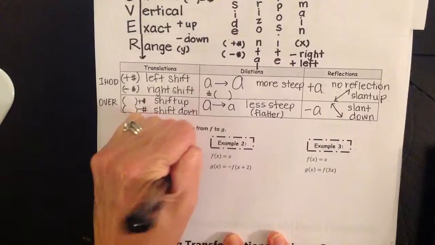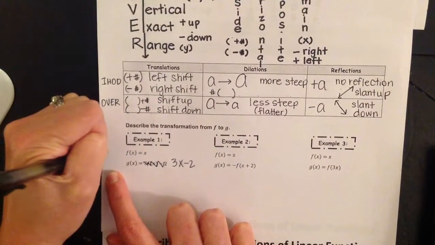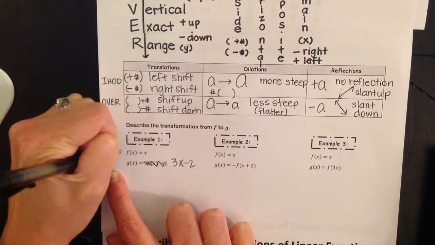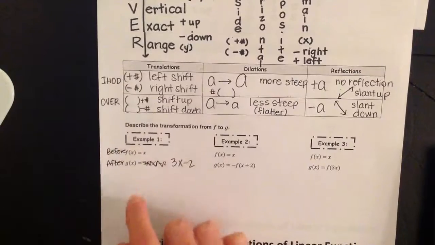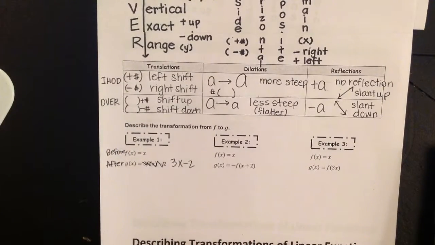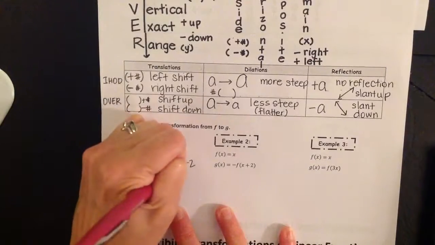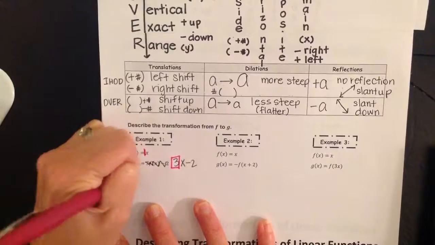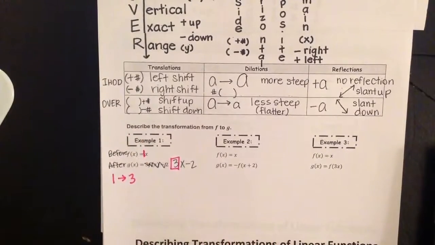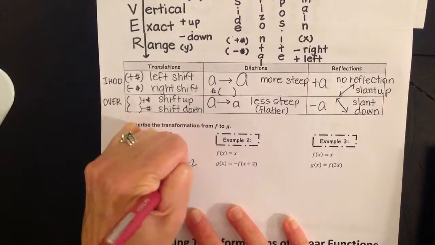So I'm going to say 3x minus 2, and this is my start. So this is my before, and this is my after. So the G graph is always our after. So if we look at our before, we started at an A value of 1, and then we went to an A value of 3. So 1 to 3 would be A getting bigger, so that's telling me that my line is going to be more steep.